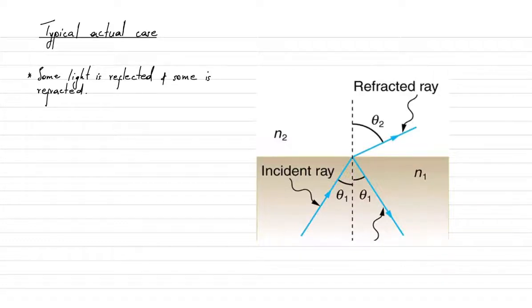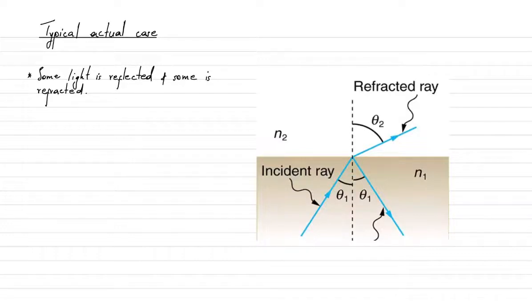But also you see yourself. So part of the light is reflected. So the typical actual situation is that part of the light rays are reflected back and some are transmitted, hence refracted.